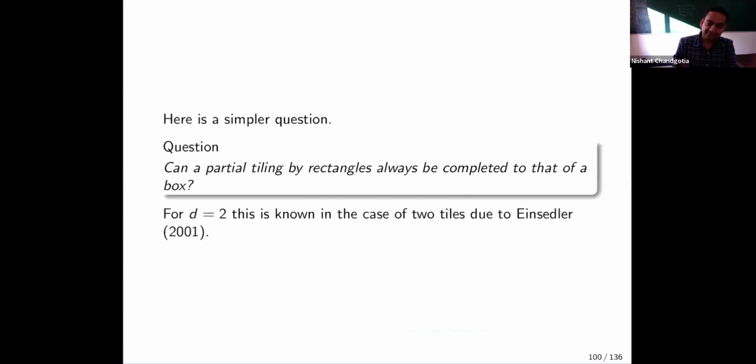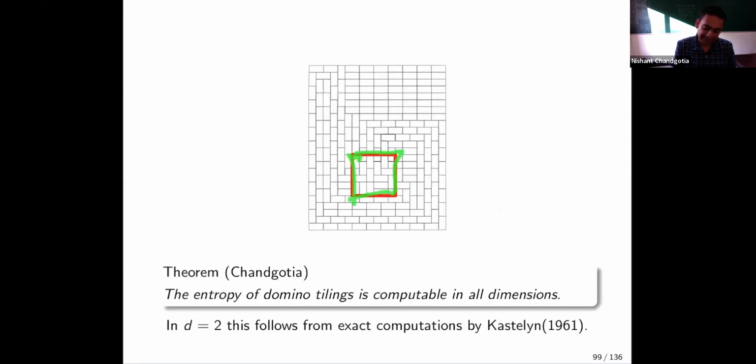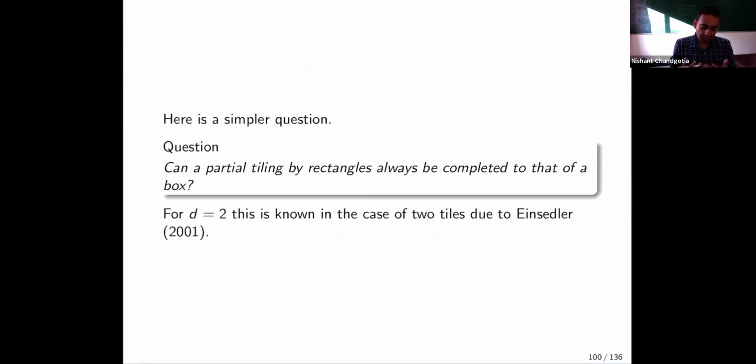So here's a simpler question than that. I started with something which was not a perfect tiling, and I extended it to a perfect tiling of a rectangle, of a big enough box. Can a partial tiling by rectangles be completed to a larger tiling of a box? This is a very simple combinatorial question. For d equal to 2, this is known in the case of 2 tiles. This is due to Manfred Einsiedler.